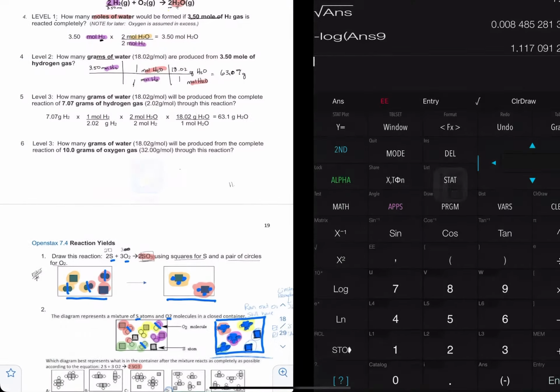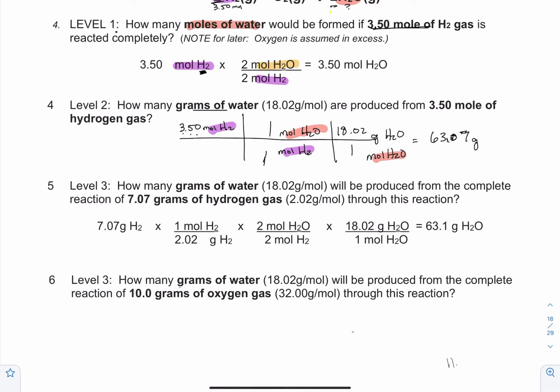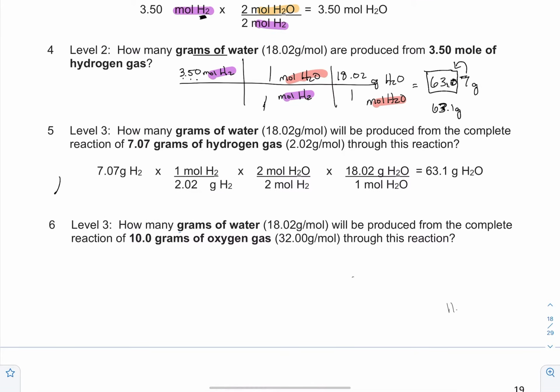Now, this has 3 sig figs. There we go. 1, 2, 3. So I'm going to round this up because the 7 will round it up. 63.1 grams.